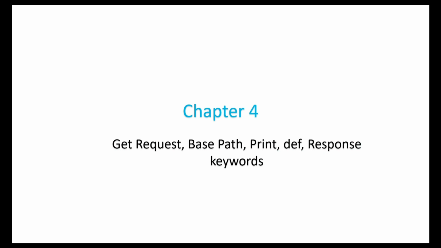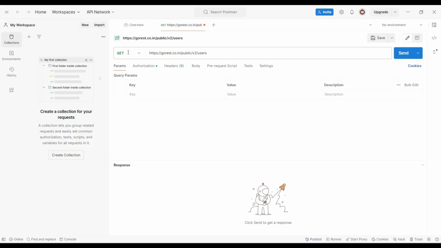Chapter 4: GET request, base path, print, def keyword, and the response keyword are what we are going to see in this chapter. So we are here on Postman. This is a GET call and this is nothing but an endpoint.